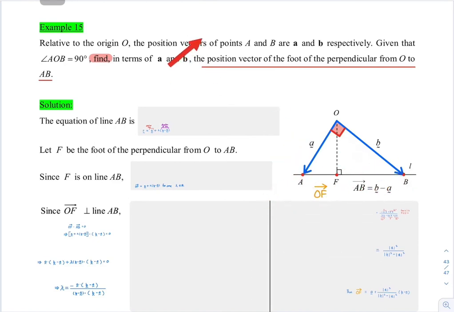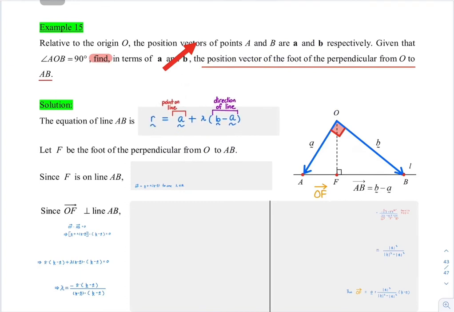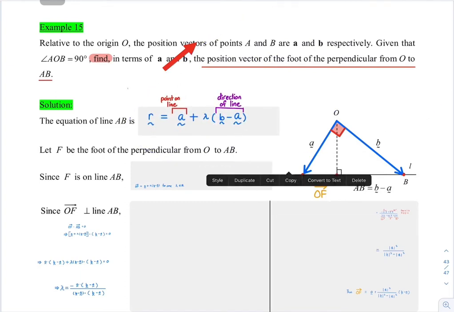To form the equation of the line AB, by now most of us will know that for an equation of a line we need a point on the line. In this case I use the point A, but you can also use the point B if you wish. So we take the position vector of A, which is A itself. Then we need a direction, so in this case we use the direction AB. If you want to use BA also, it's fine. The vector AB is actually B minus A.